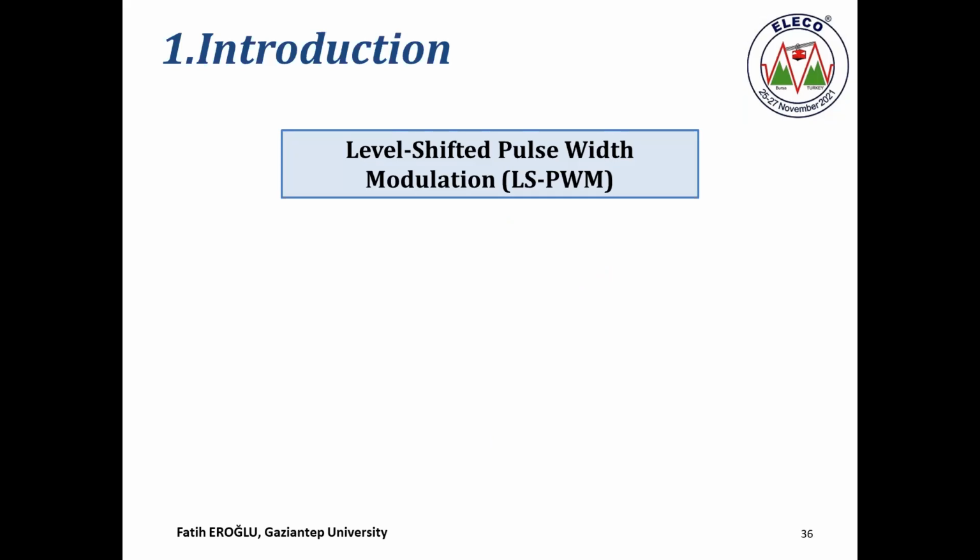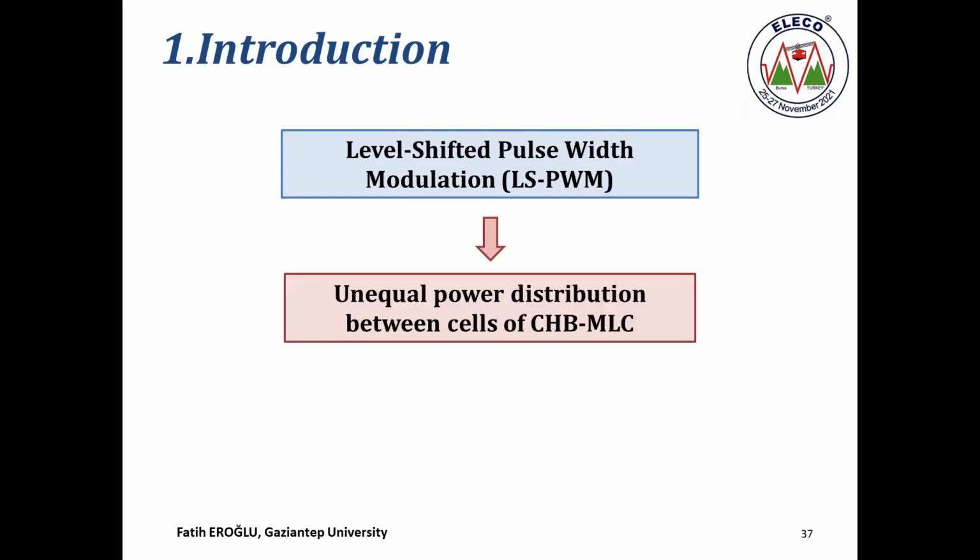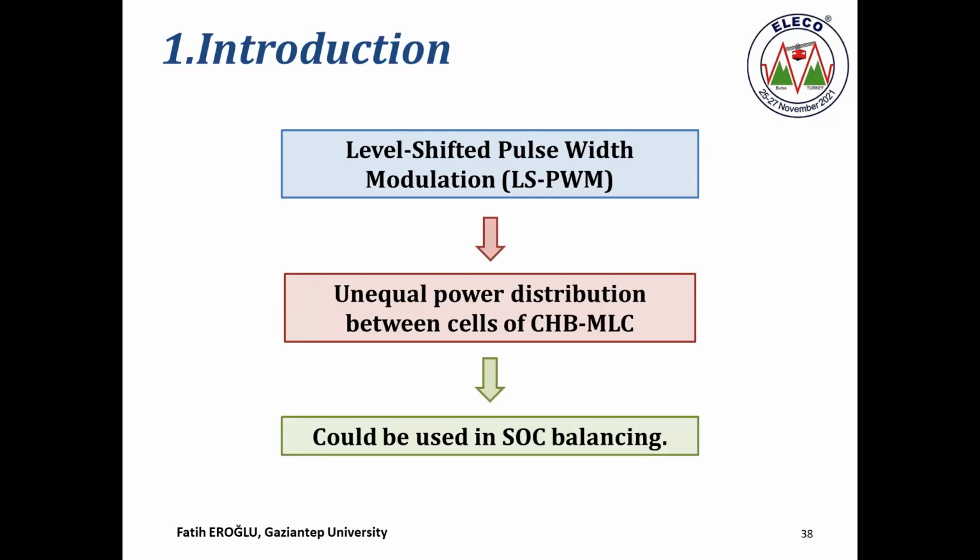In our paper, we used level-shifted pulse width modulation to trigger the semiconductors in our cascaded H-bridge multi-level converter system. In the literature, as it's known, the power is distributed unequally between different H-bridges of the multi-level converter in the level-shifted pulse width modulation technique. This could be viewed as a disadvantage, but in our SOC balancing methods, we take it as an advantage.